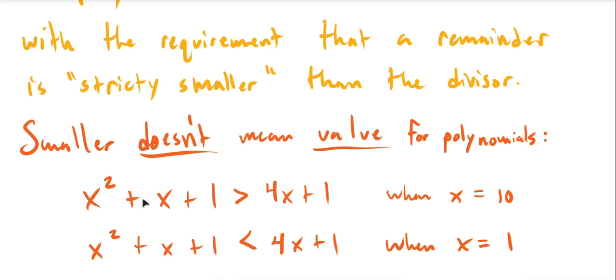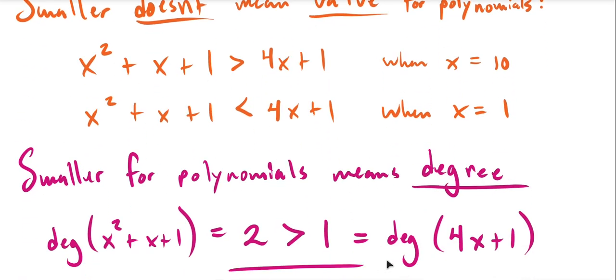We should see why that is. Polynomials can change values. Some values of x might make one polynomial bigger, and other powers of x might flip the inequality entirely. And so we need something better to talk about bigger and smaller for polynomials, and that better idea is degree. This thing has degree 2, this thing has degree 1, and 2 is always bigger than 1, so we consider this polynomial to be more advanced, more complicated, having higher powers involved than this polynomial over here.